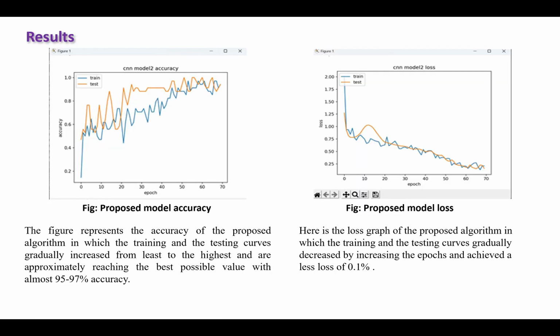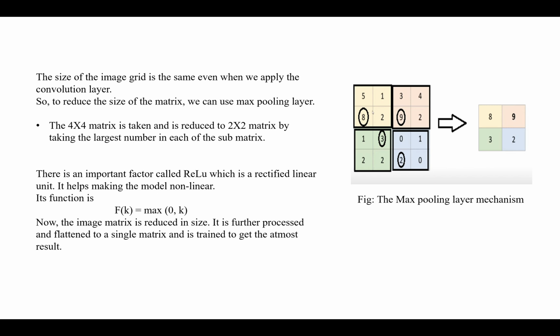And as I said earlier, we can see that the 4x4 matrix is divided into a 2x2 matrix. The 4x4 matrix is taken and is reduced to a 2x2 matrix by taking the largest number in each of the subsets. This is the process.